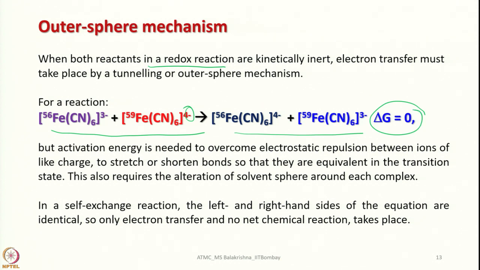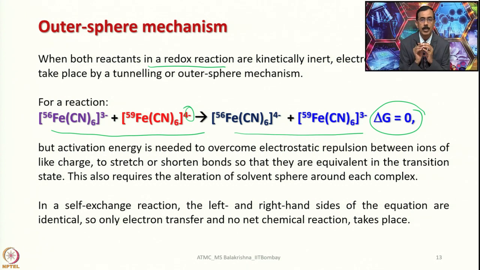Activation energy is needed to overcome electrostatic repulsion between ions of like charge, to stretch or shorten bonds so that they are equivalent in the transition state. That means if we take one labile complex and one inert complex, it is not very easy to perform a substitution reaction because of the difference in the metal to ligand bond lengths. So in that context, activation energy is very essential.